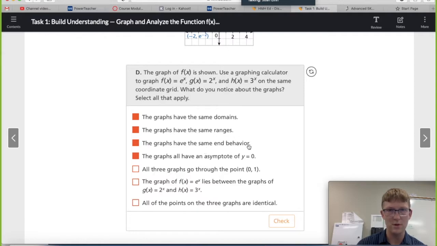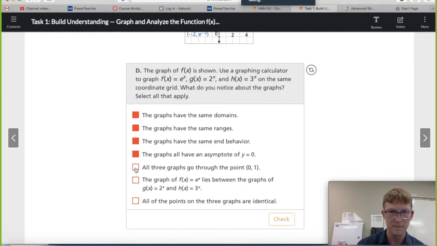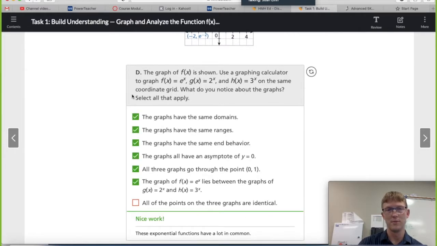All three graphs go through (0, 1). Yeah, I'll agree to that. The graph of f(x) = e^x lies between the graphs of 2^x and 3^x. All of the points on the three graphs are identical. That's definitely wrong. So these are all the similarities that we have. All the points in the graph are not the same.